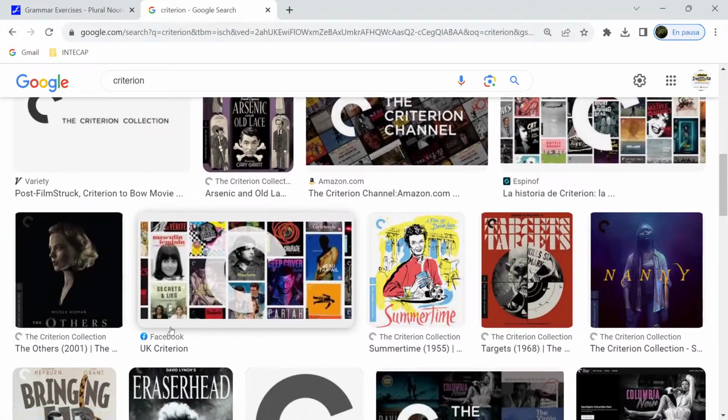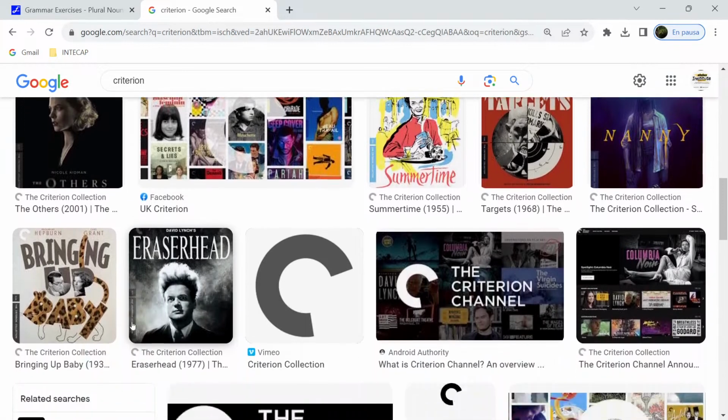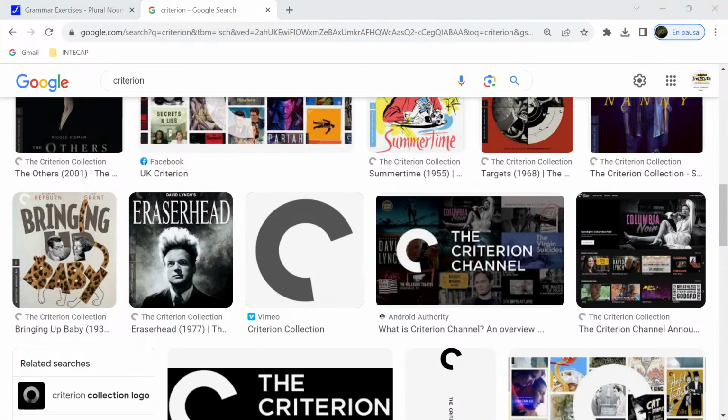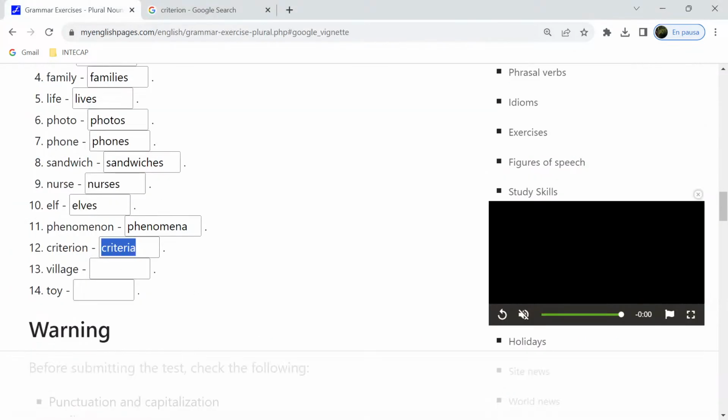So criterion, guys, seems to be like a brand, but the criterion is like the requirement somehow, like something that must be correct or that must be covered before doing something. And criteria is pretty much like all the rules, okay, all the requirements at the same place, okay. So that's criterion and that is criteria, okay.